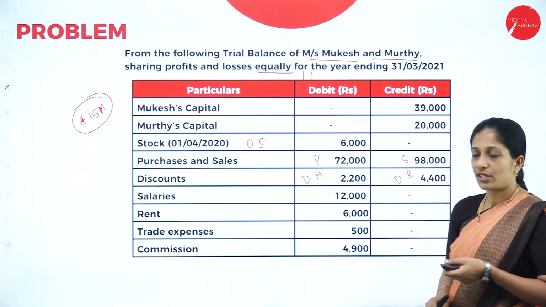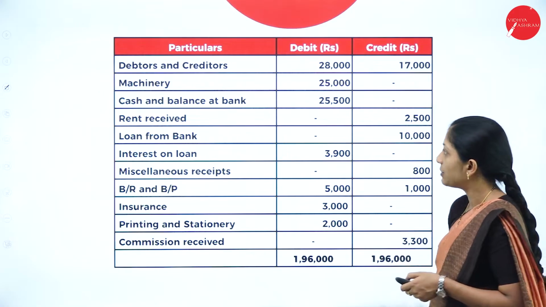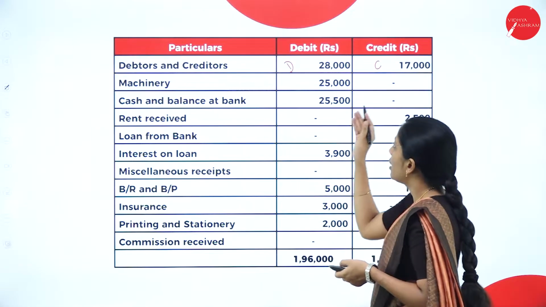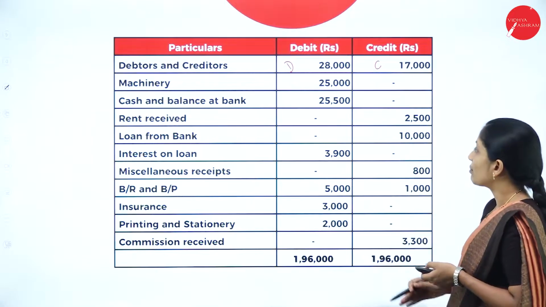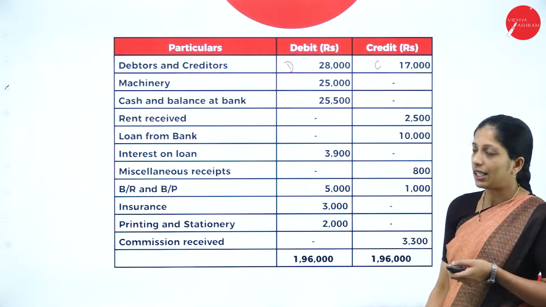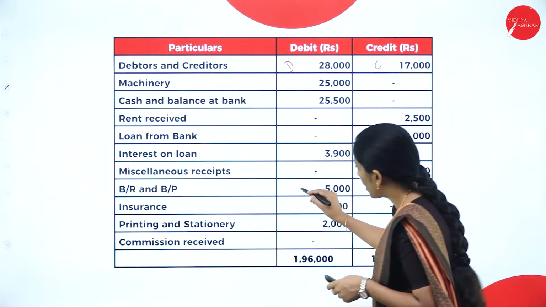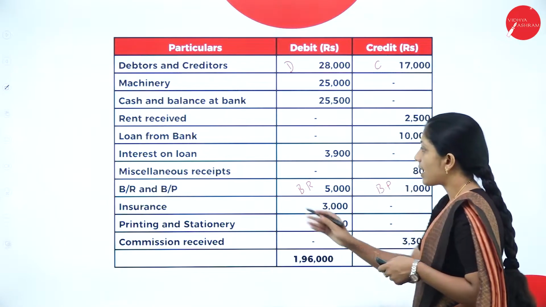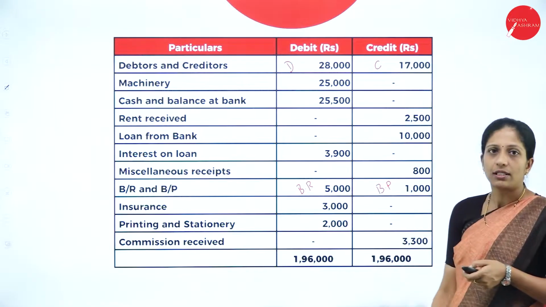Next, salaries they have given 12,000, rent 6,000, trade expenses 500, commission 4,900, debtors and creditors. Now this is debtors and this is creditors. Machinery 25,000, cash and balance at bank 25,500, rent received 2,500, loan from bank 10,000, interest on loan 3,900, miscellaneous receipts they have given 800, bills receivable and bills payable. So this is bills receivable and this is bills payable.